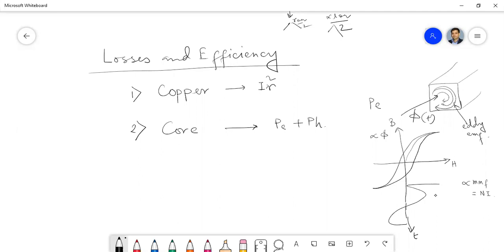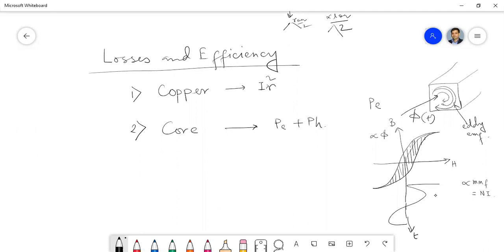So in one cycle of the current, we lose this amount of power. The area of the BH curve is basically the hysteresis loss in one cycle. So in one cycle, the area of the BH curve represents the hysteresis loss. So this is how we have the hysteresis loss. That is the genesis of hysteresis loss and eddy current loss.